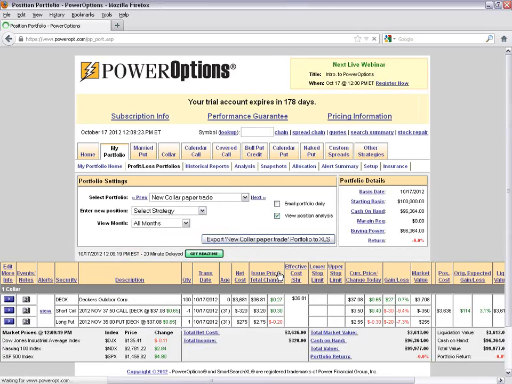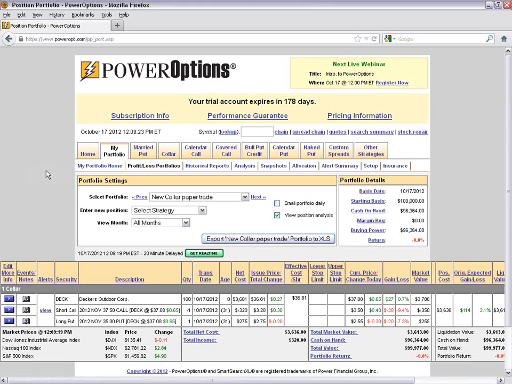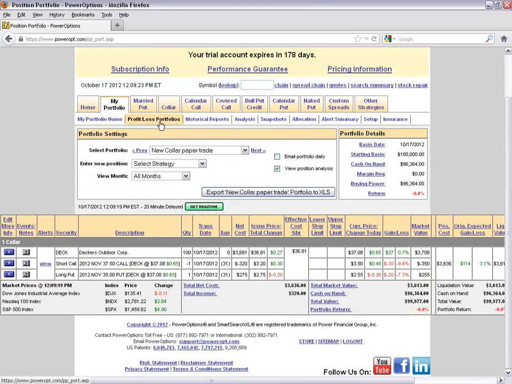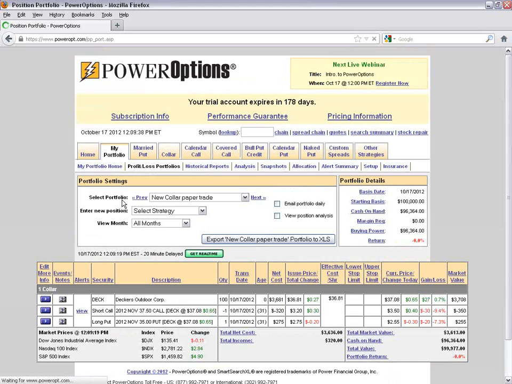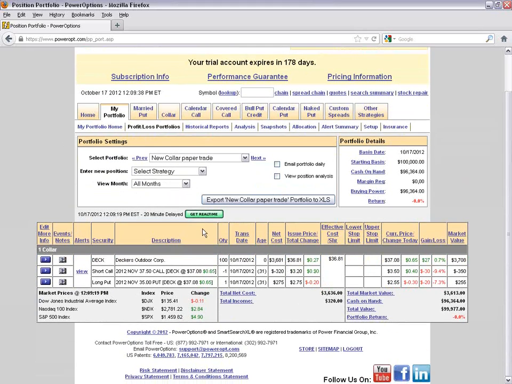Now we're going to be linked into our new paper trade portfolio. Where we are is we're in the Portfolio tab now, and we're in the Profit and Loss portfolios. You can see that up at the top here. That's what's highlighted for us. And this is where we're going to track our open positions. Let me remove the position analysis first. Okay. So now in this collar view, where did we start off?